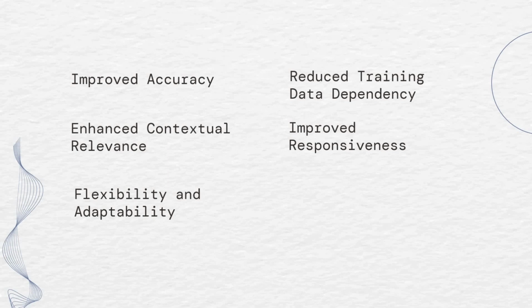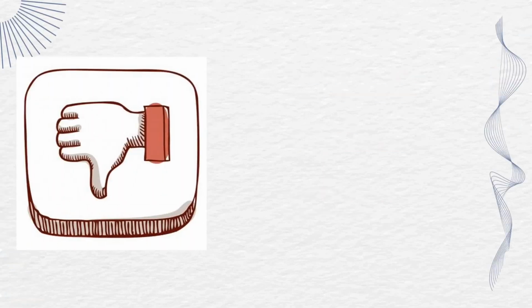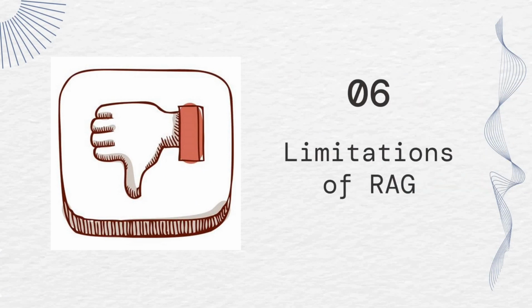And then another advantage is enhanced user experience. By combining the strengths of retrieval and generation, RAG provides users with responses that are both informative and engaging. So this leads to a better user experience as users receive accurate, contextually relevant, and well-articulated information. So these are some of the advantages of the RAG mechanism. And now we will take a look at its limitations.